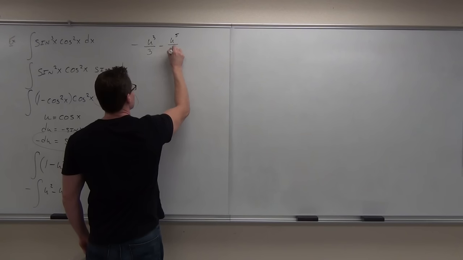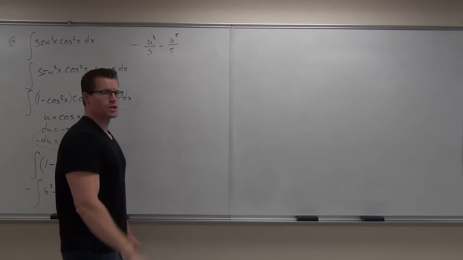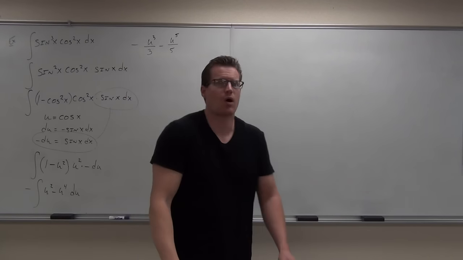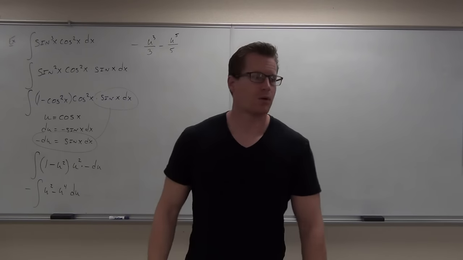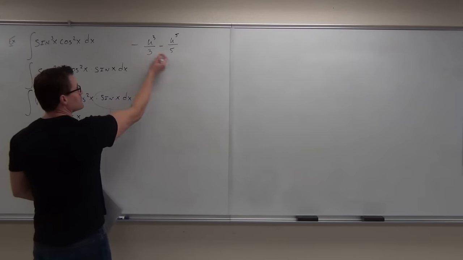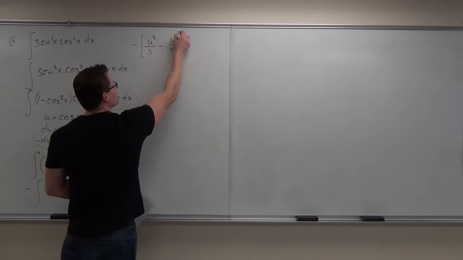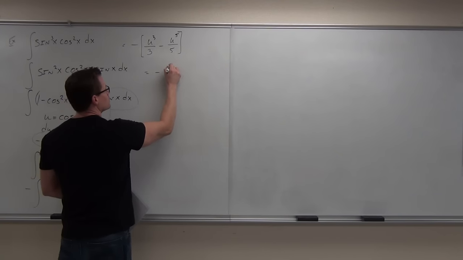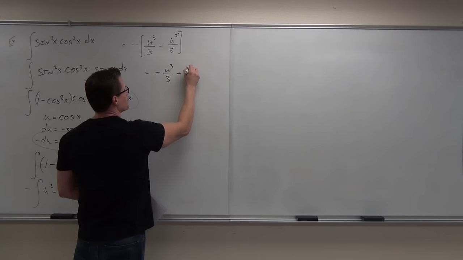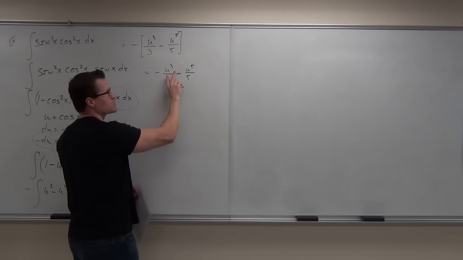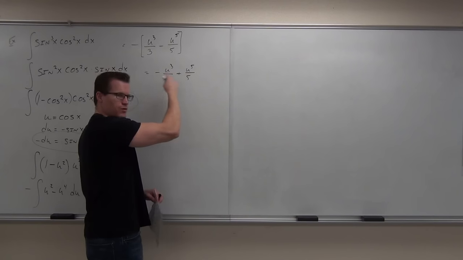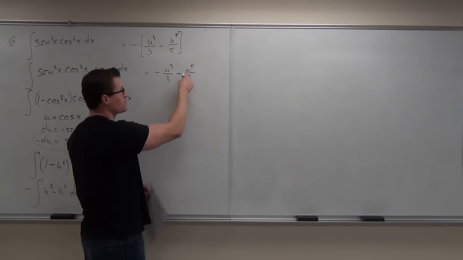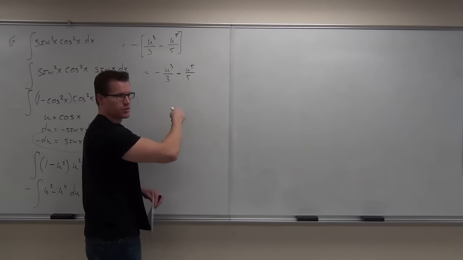Would it be positive? Well, you tell me. What am I having wrong here? I need to distribute the negative. Okay, so if I don't have my brackets, then this is wrong. If I do have my brackets, then we have negative u cubed over 3 plus u to the fifth over 5. Naturally, you could write this in the reverse order. Might be a little bit nicer to do u to the fifth over 5 minus u cubed over 3.